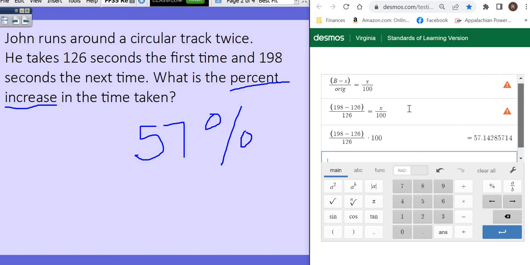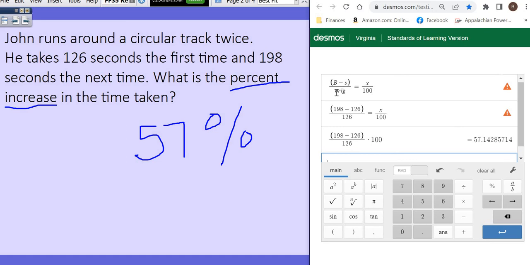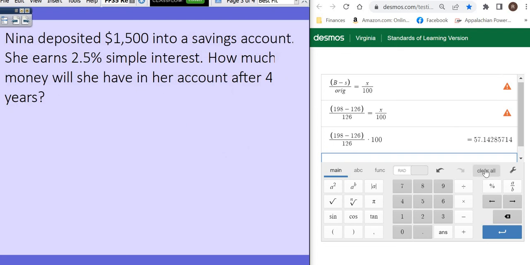So let's look at this one more time. Big minus small over original equals X over 100. We plugged in our numbers, big minus small, and then divided by what came first. Then we know that we had to just put in this part and multiply by 100 to get our answer. Okay? So just remember this process and you will get it every single time. We've got one more.